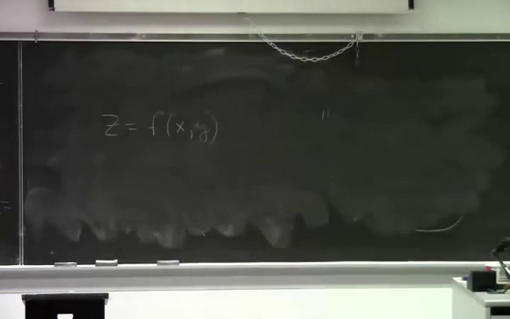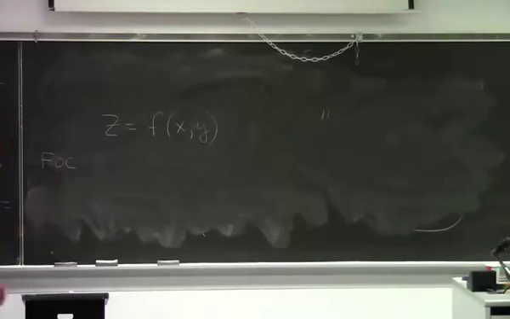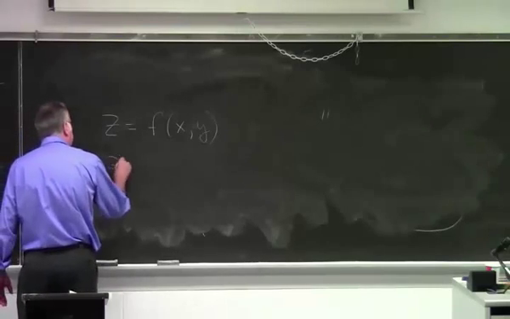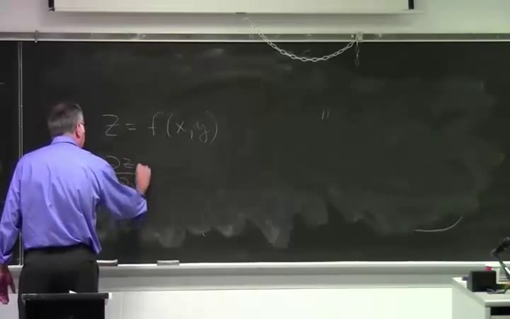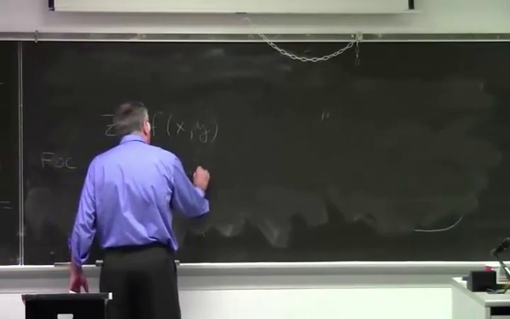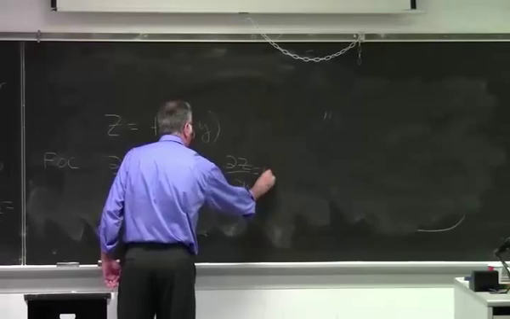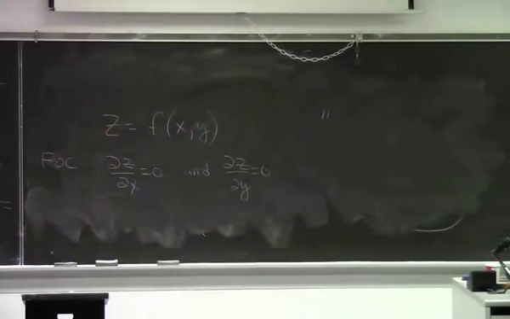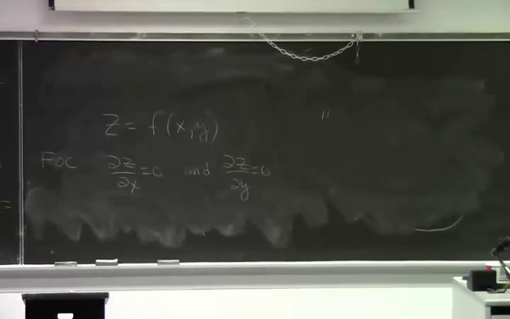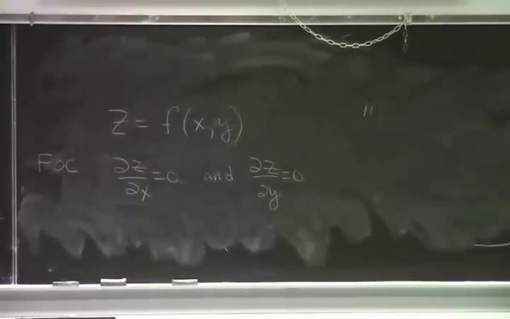Your first order conditions for this type of problem are very simple. It's just the partial derivative of z with respect to x equals 0, and the partial derivative of z with respect to y equals 0. In fact, these are the first order conditions for either a maximum or a minimum. They're the same. And actually, the intuition behind this is really clear.